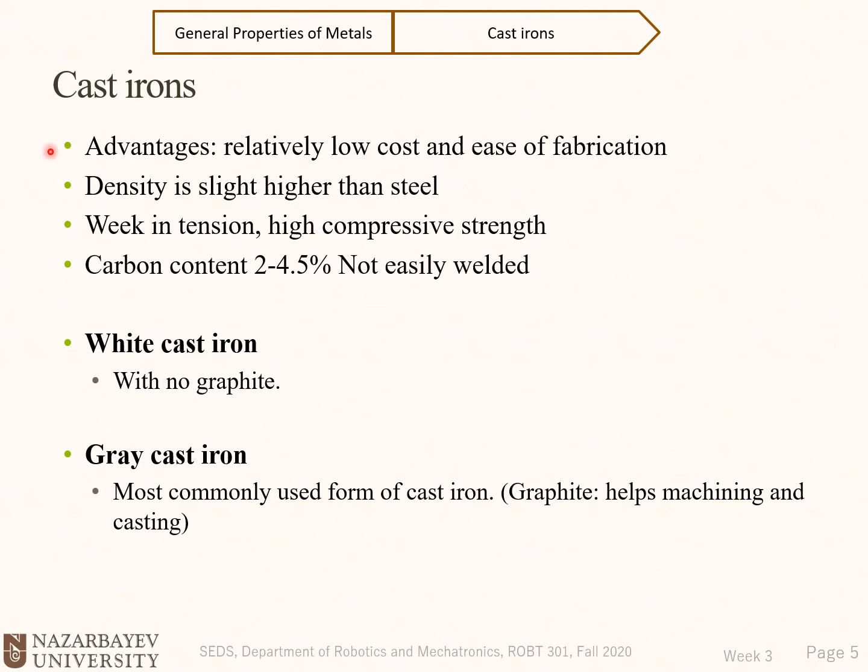Okay, so these are basically the general specifications of cast iron. We have white cast iron, which doesn't have graphite, and we have gray cast iron, the most commonly used form of cast iron. Graphite helps machining and casting, so that's why they are more common than white cast irons. It works like lubrication. Graphite is like a lubricant.